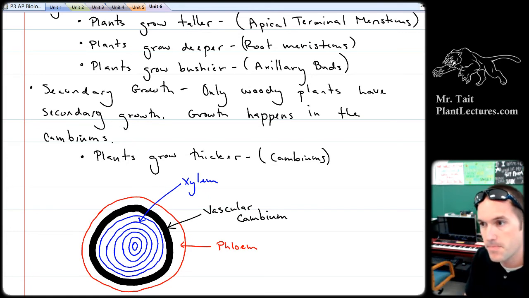So those are like, you know, like when you cut. So those are like the rings of like. Those are the rings. Yeah. So that's my next point here. The rings indicate what? Age, right?